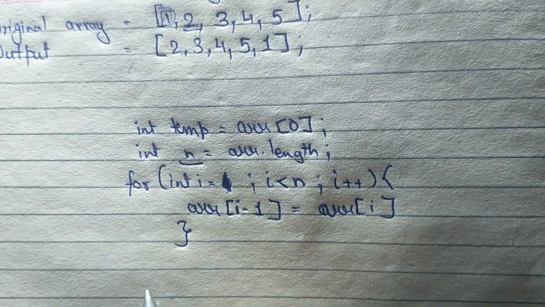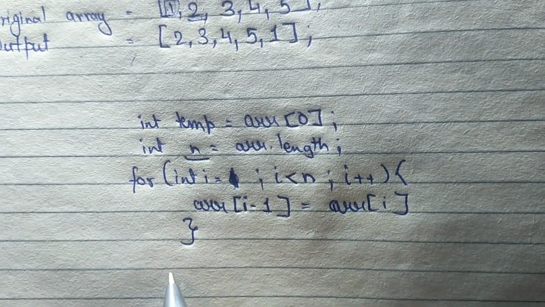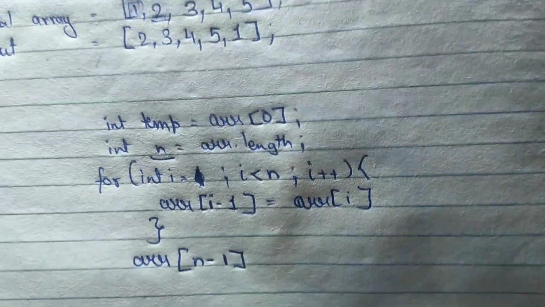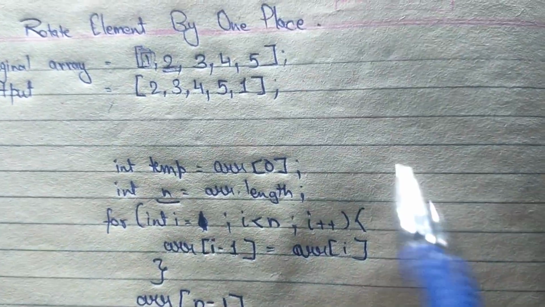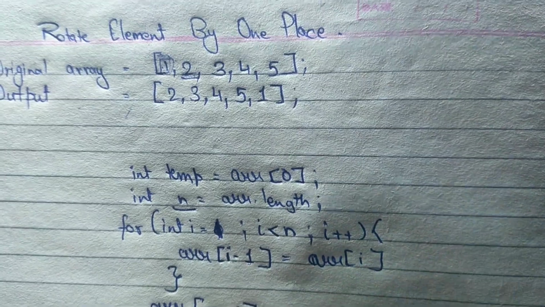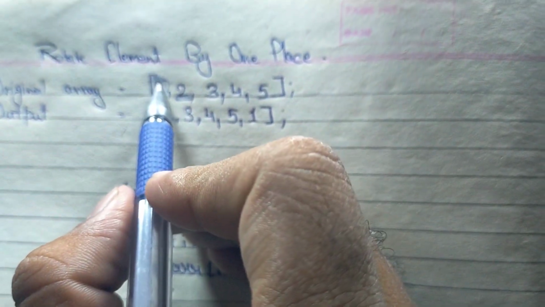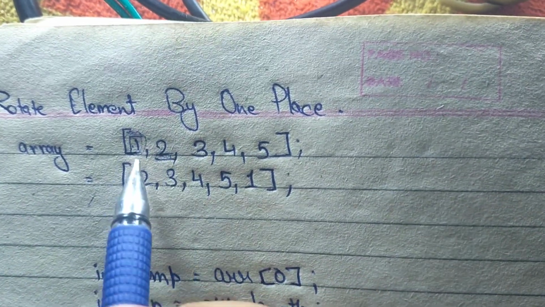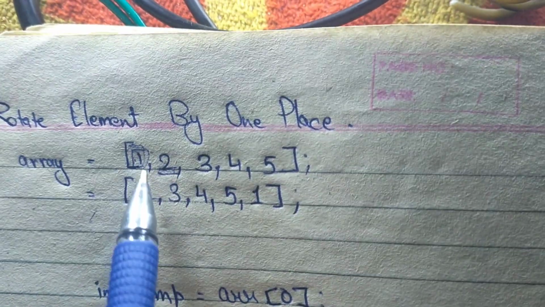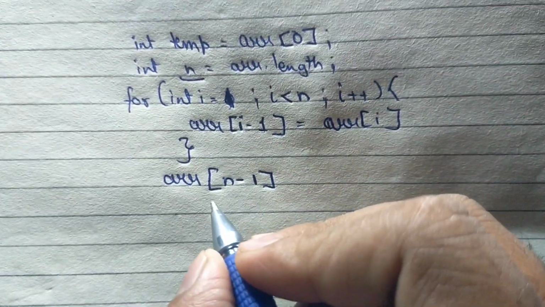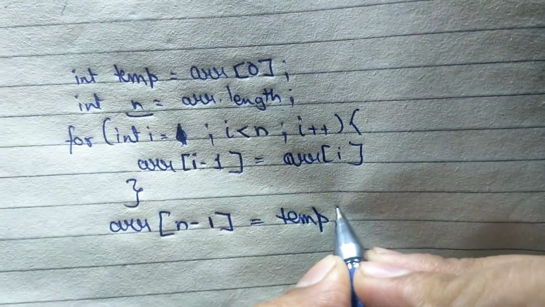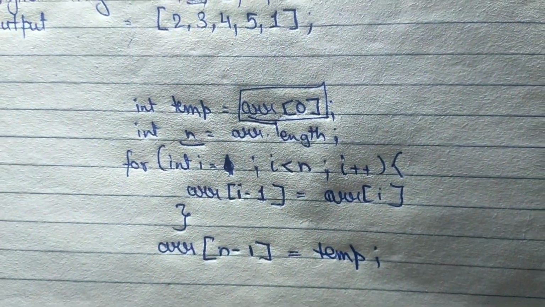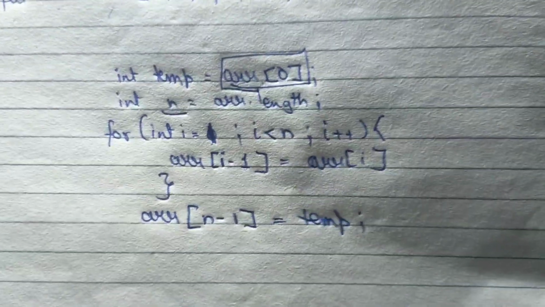After that, we are going to store at the last position. We are only moving the first place and the last place. At the last place we are storing the first element of the array, and at the first place we have the second element of the array. Through that, because we stored the first element of the array in temp.